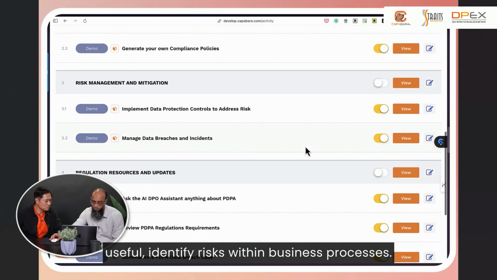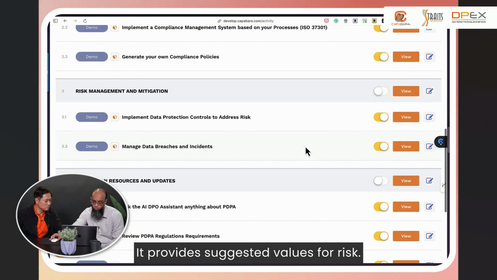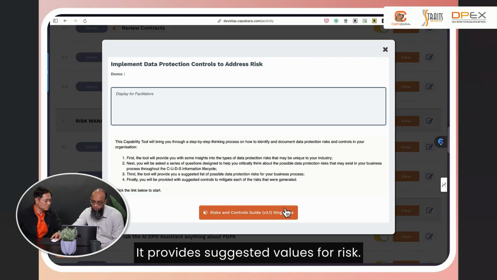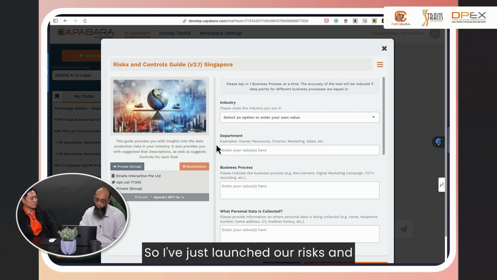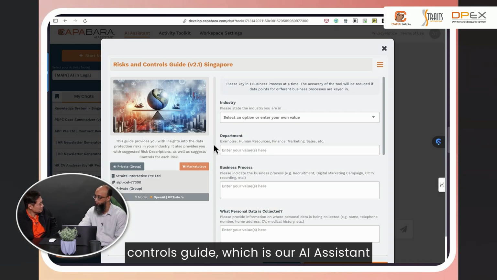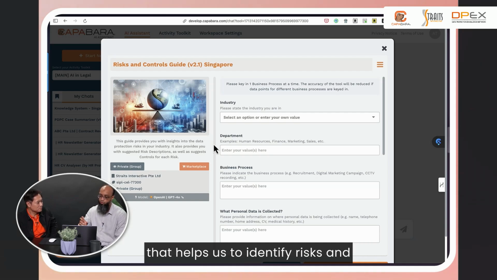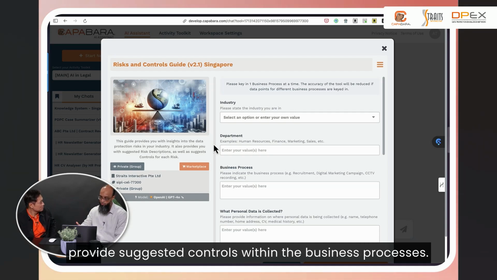It identifies risks within business processes. It provides suggested values for risk. So I've just launched our risk and controls guide, which is our AI assistant that helps us to identify risks and provide suggested controls within business processes.